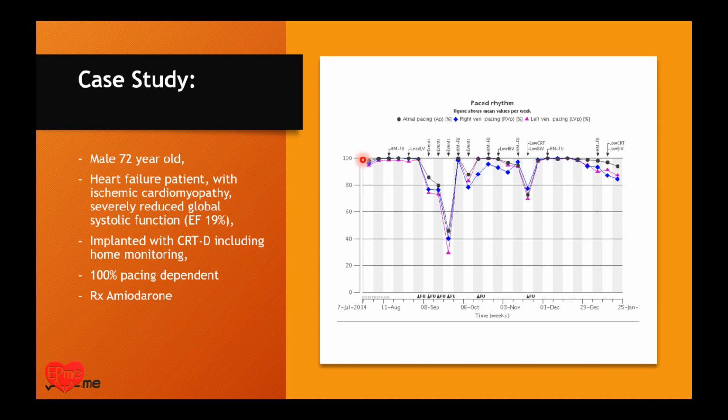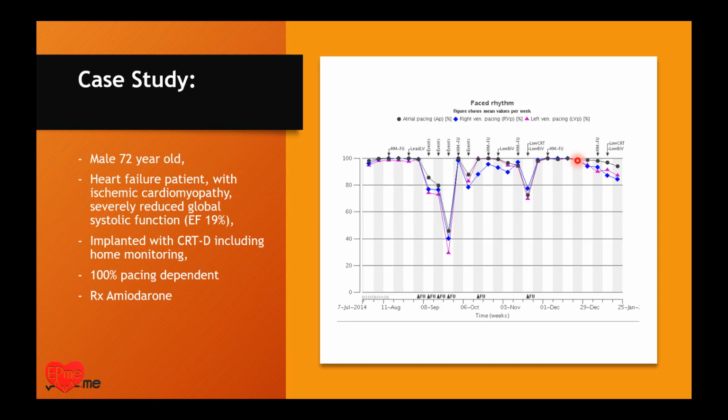So what's going on in this patient? I see over time he's had these events where the amount of being paced has dropped, and then it comes back, and it drops again, and then it comes back, and then he stays at being paced for a while, and then drops and comes back, and drops and comes back. How can it be that this patient isn't being paced 100% of the time when he's pacing dependent?